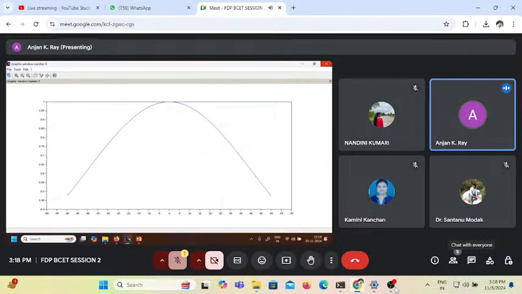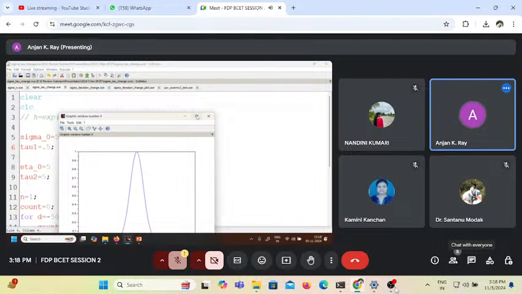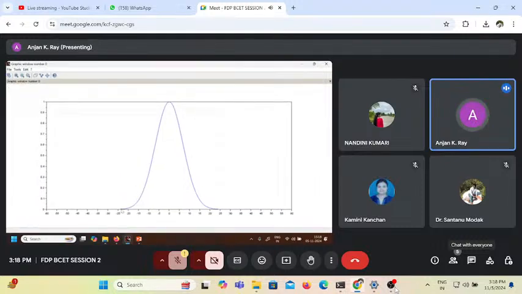Using these values of sigma naught, or let's say for this case, if I change it to 0.5, and the time constant, you will see the effect. Again, it goes towards zero very quickly. So it depends on how you wish to perform your training.